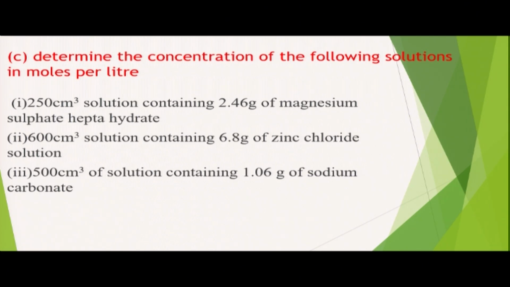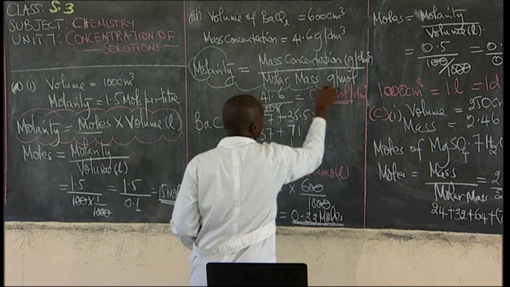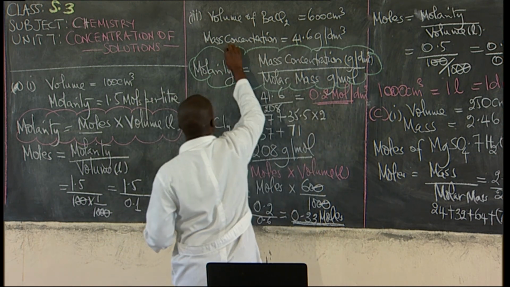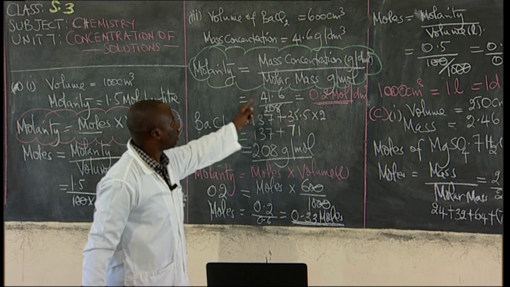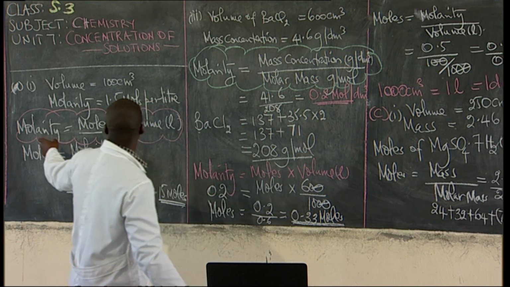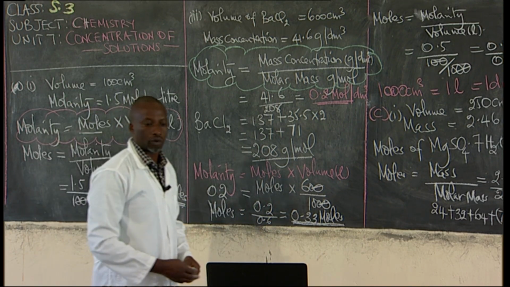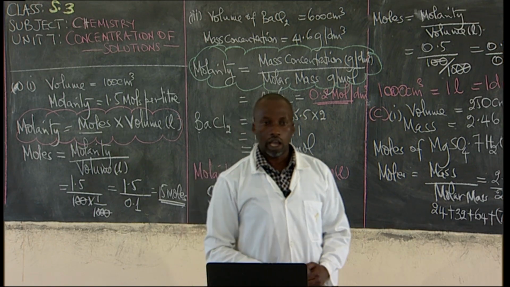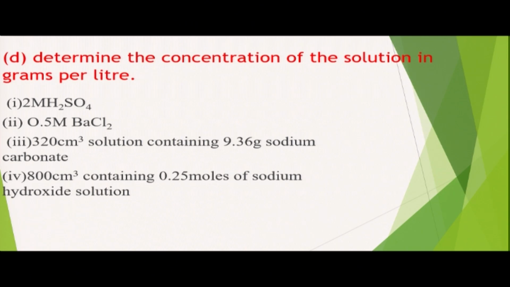Remember this as well, very important. This is how molarity is related to mass concentration and molar mass. This is how molarity, or molar concentration, is related to moles and volume. Let's look at part D. Determine the concentration of the solution now in grams per liter. This is where this formula is very important.